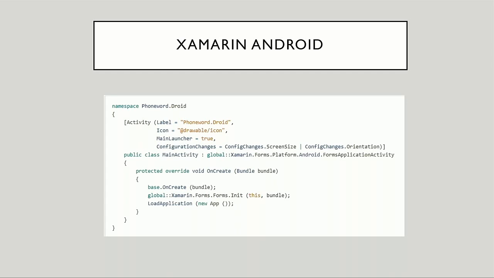So this is how the Xamarin for Android code looks. As you can see, if you were to go to an Android native project, it looks pretty similar, the activity, the intent and stuff like that, but the code is written in C#. This is how the code looks. It's the C# code for the Xamarin Android.